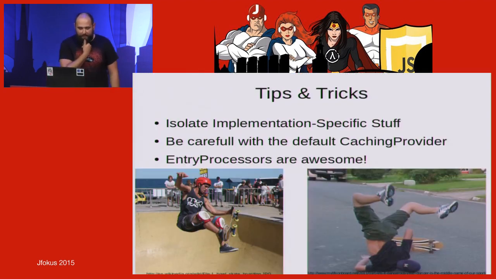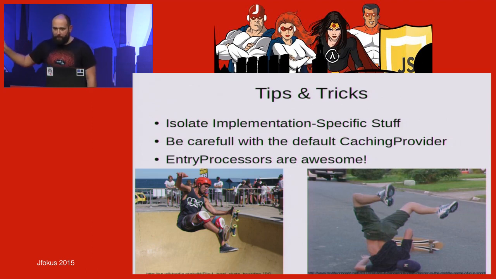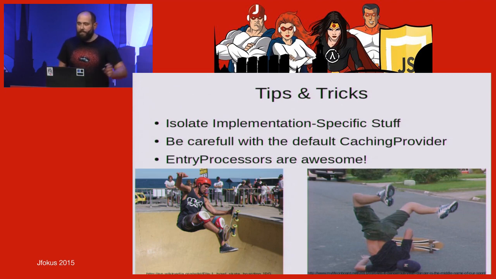Tips and tricks. I promised some tricks. So the first advice is obvious. Try to stick to the JCache API if you can. But if you can't, because it does not provide something you need, then please encapsulate your implementation-specific code, because you really do not want implementation-specific code in imports to spread all across your application, because then what's the point of using JCache? So encapsulate it.